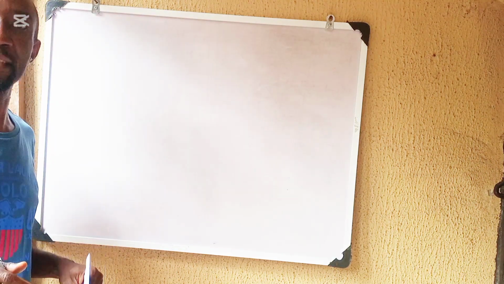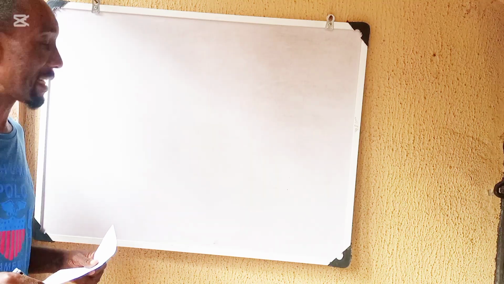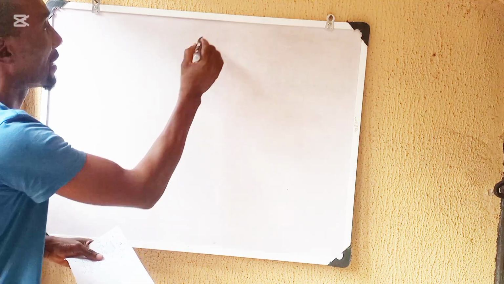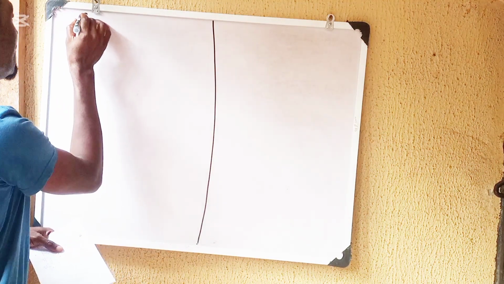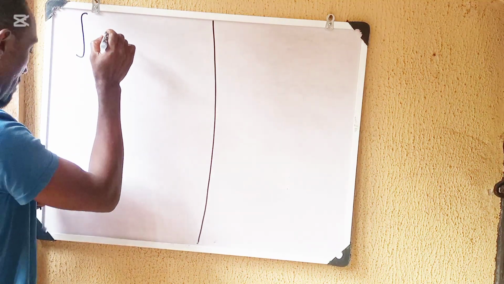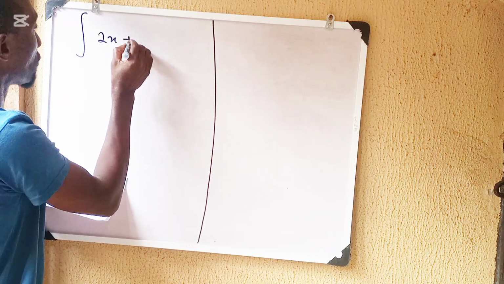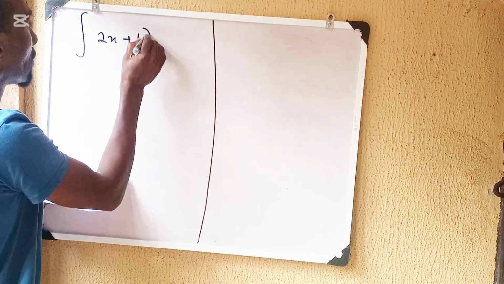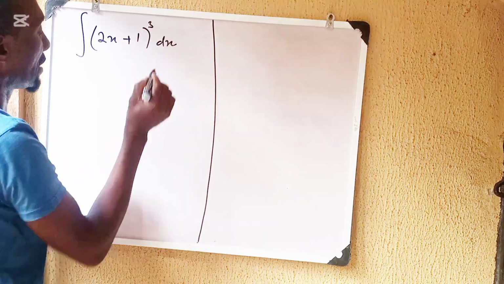integration. We have two examples here. One of them is a WAEC past question, and let's see how we can handle that. Let's look at this first. The first question says integrate (2x + 1) all raised to power 3 dx.